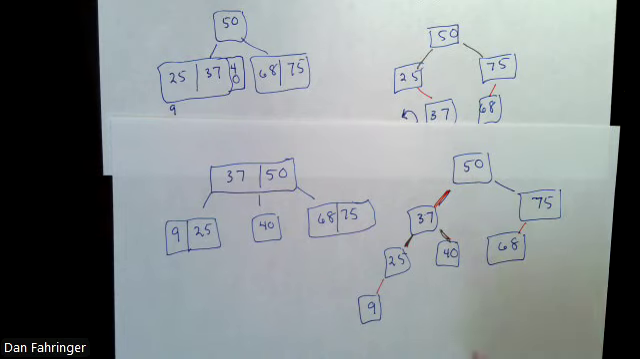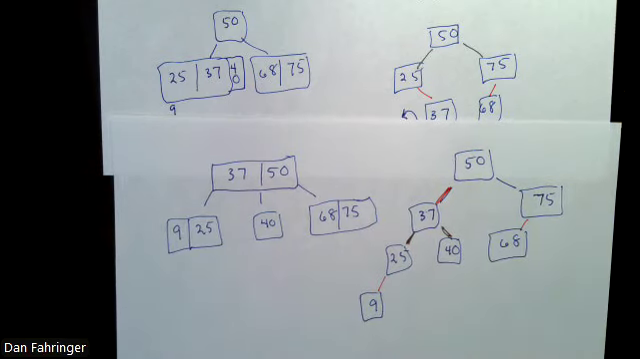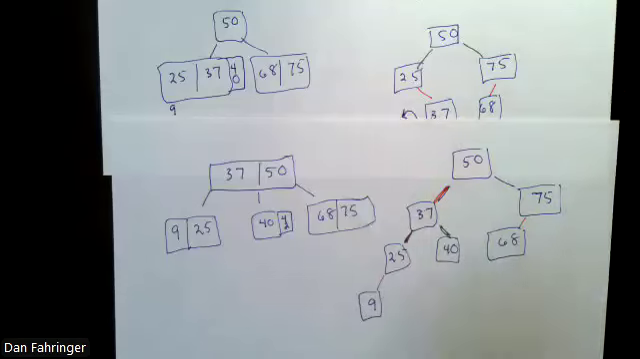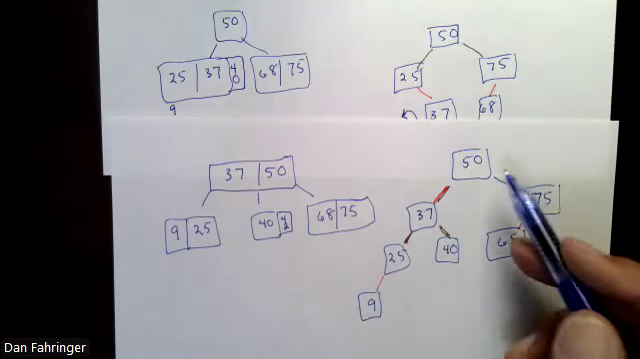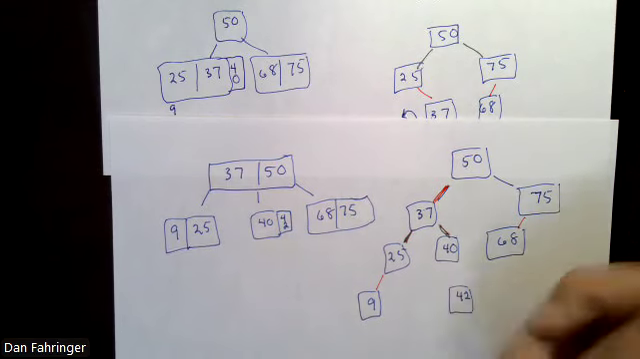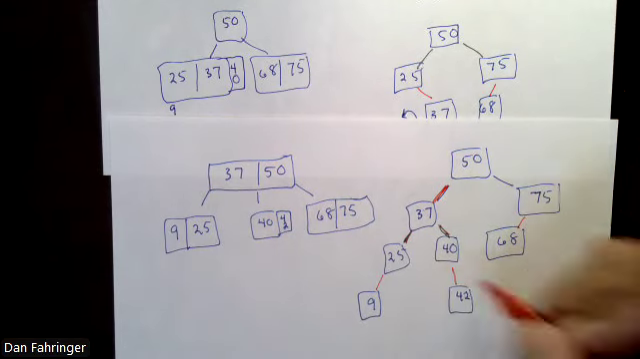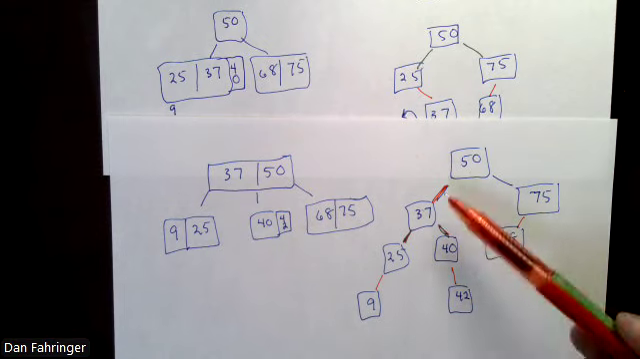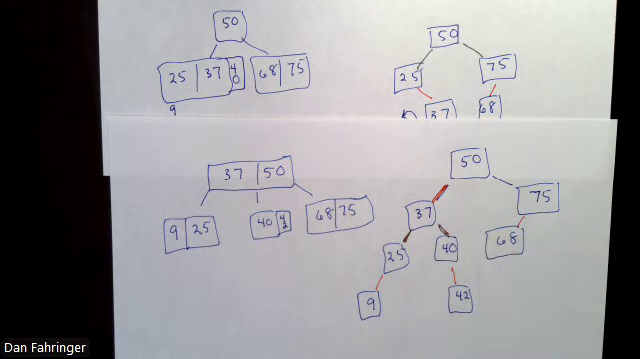The next number is 42. 42 would be going in right here. 42 comes down. It's less than, it's greater than, it's greater than. 42 gets added there as a red. There's some kind of check going on, and there aren't two reds in a row. Every path has one black. It's all good.